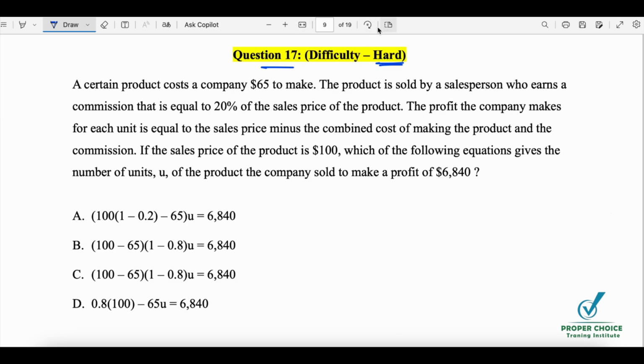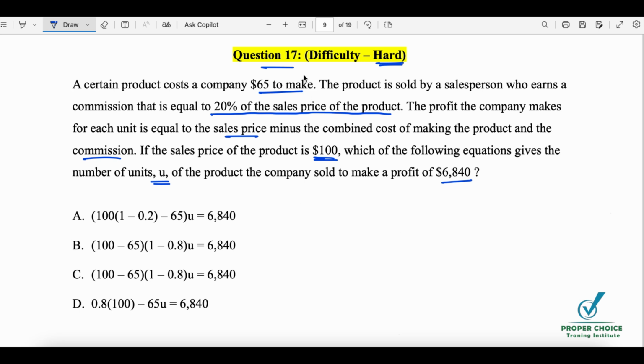A certain product costs a company $65 to make. The product is sold by a salesperson who earns a commission that is equal to 20% of the sales price of the product. The profit the company makes for each unit is equal to sales price minus the combined cost of making the product and the commission. If the sales price of the product is $100, which of the following equations gives the number of units U of the product the company sold to make a profit of $6,840?